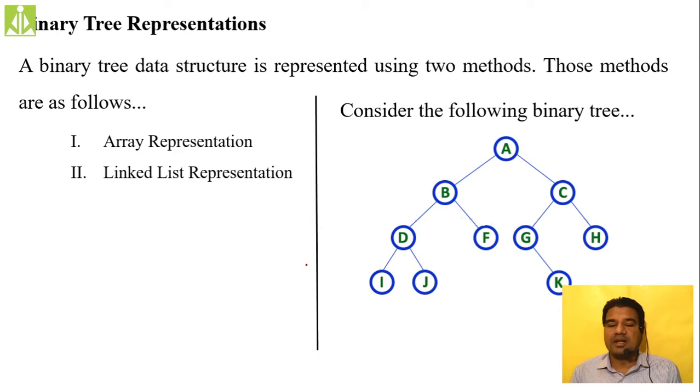Okay, a binary tree data structure is represented in two different ways or methods. The first approach is using arrays and the second approach is using linked lists. So consider the example of this binary tree. A, B, C, and B has D, F, C has G, H, and D has I, J, F has no nodes, and G has only one node, that is K.